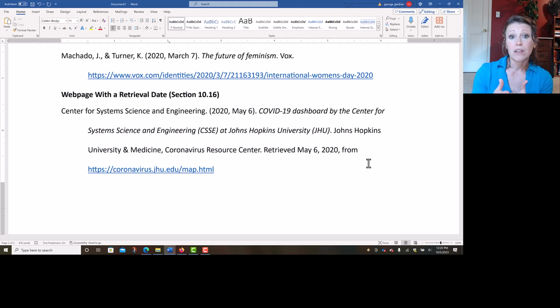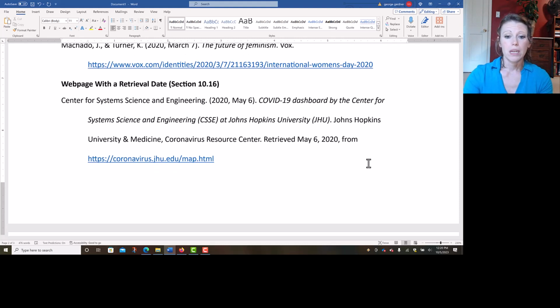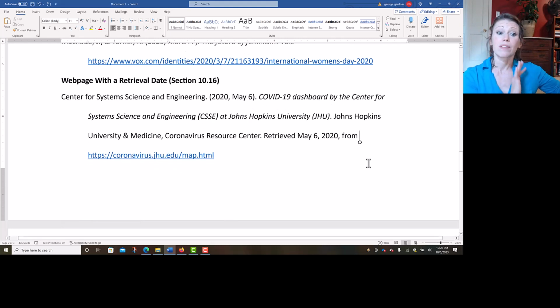Then the host of the information, which is Johns Hopkins University in Medicine, the Coronavirus Resource Center. So that is who hosted that particular information that was produced by the Centers for Systems, Science, and Engineering.